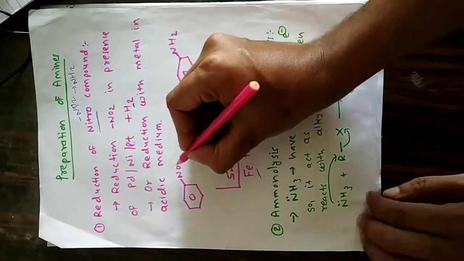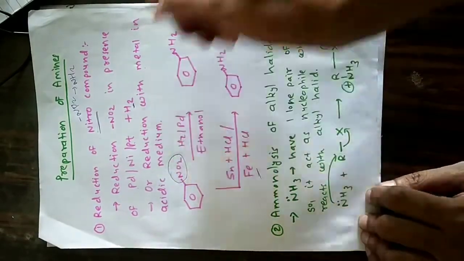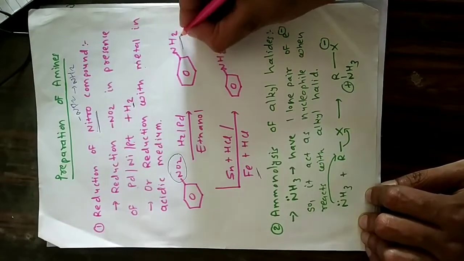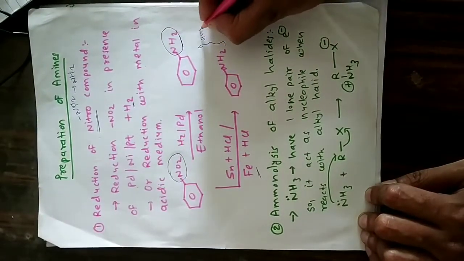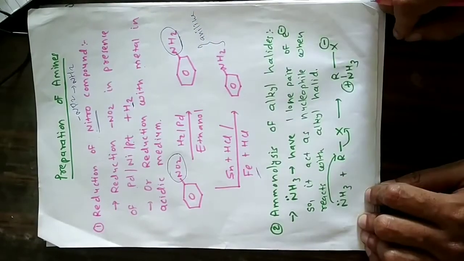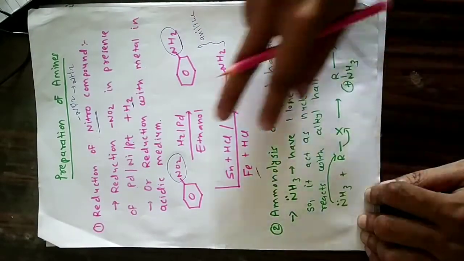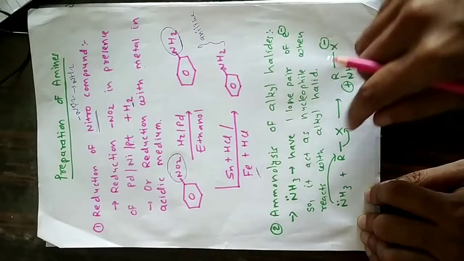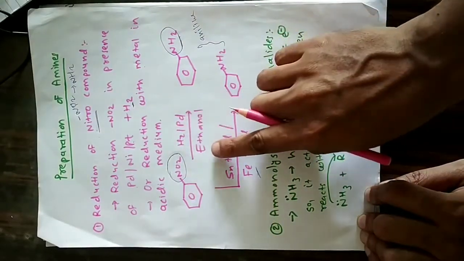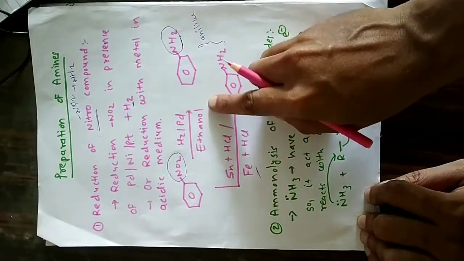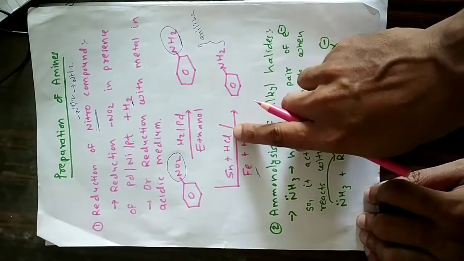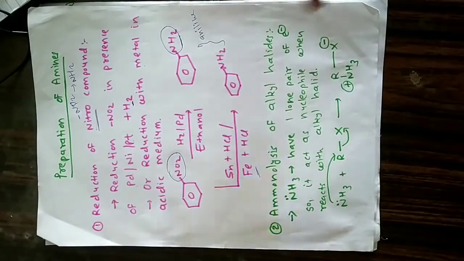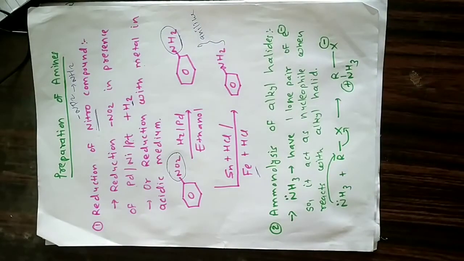You can see this one is nitrobenzene, NO2 group is there. As product we get NH2, which is aniline. So these are the products. Two different reagents we have used here, H2 palladium in ethanolic medium and metal plus HCl, means acidic medium. Okay, so this is the first preparation.